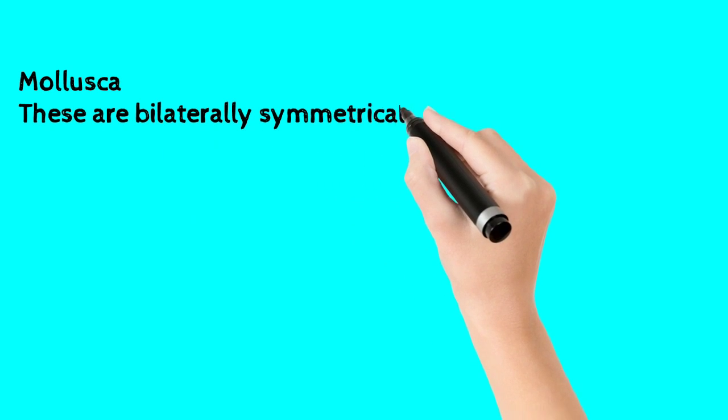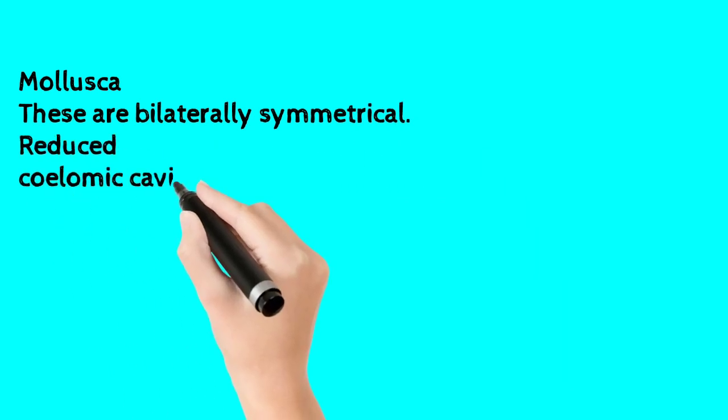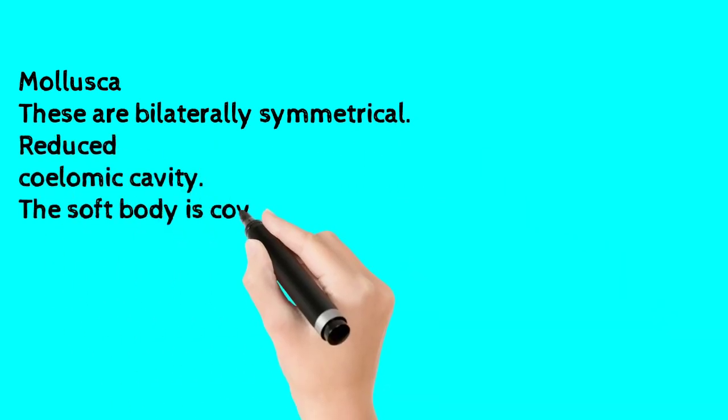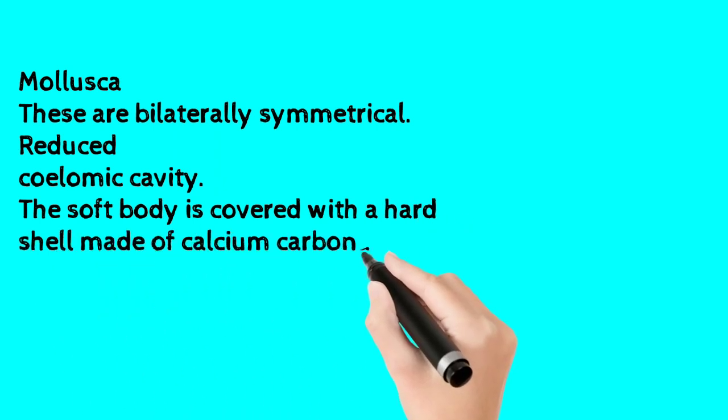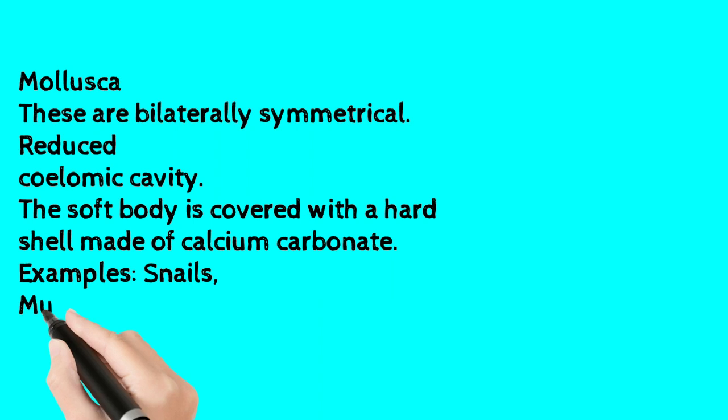Mollusca. These are bilaterally symmetrical. Reduced coelom cavity. The soft body is covered with a hard shell made of calcium carbonate. Examples: snails, mussels.